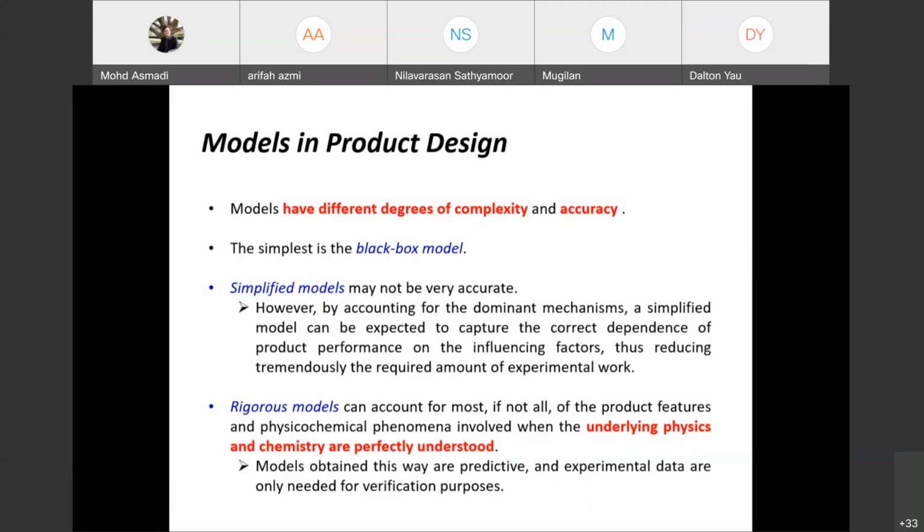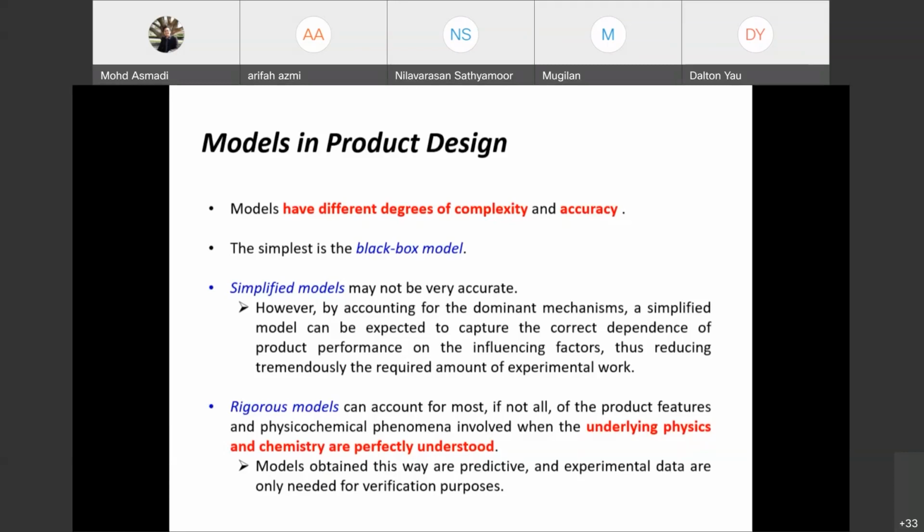And then we have the rigorous model. Rigorous models are more detailed and completely understood. We have a detailed analysis of the phenomena as compared to the simplified and black box models. So it depends on you which one you want to choose. If you want more detail, you can use the rigorous model. With black box models, you need to do more extensive experiments. For the simplified model, the experimental part is not as extensive as for black box models. For the rigorous model, sometimes you still need experiments to confirm again.